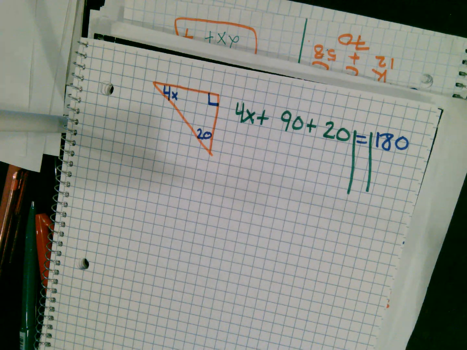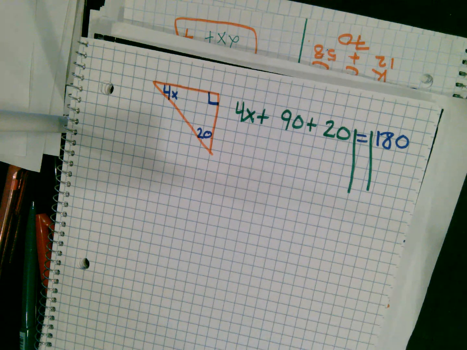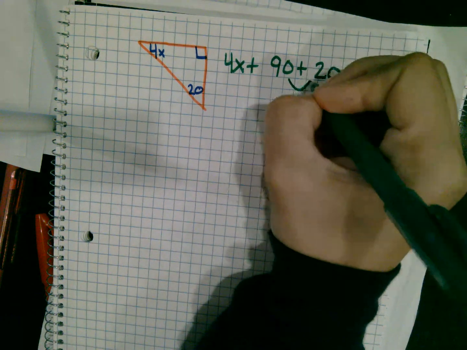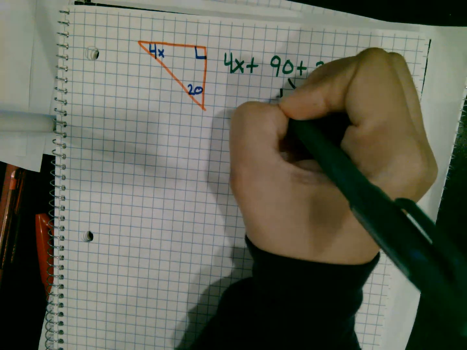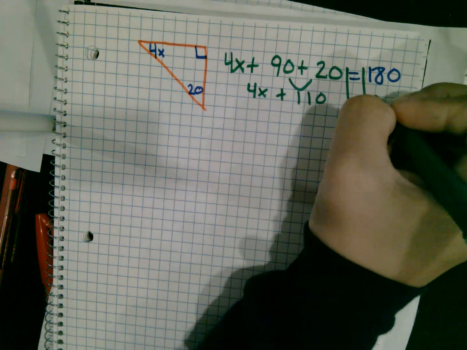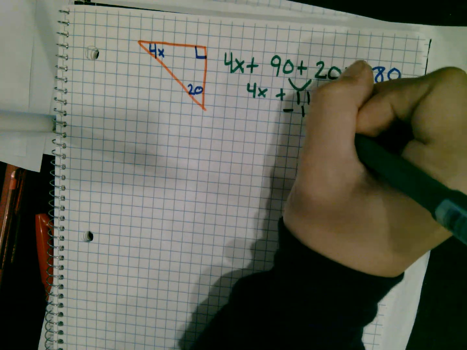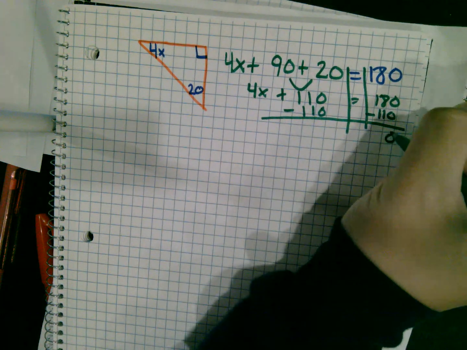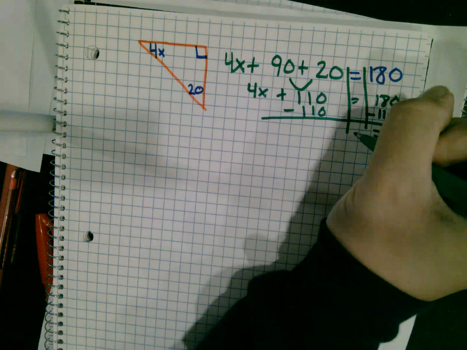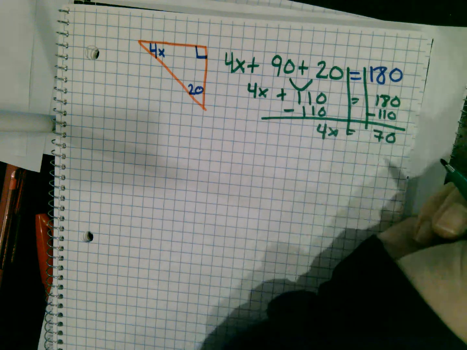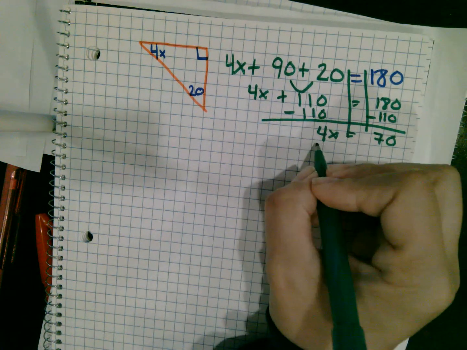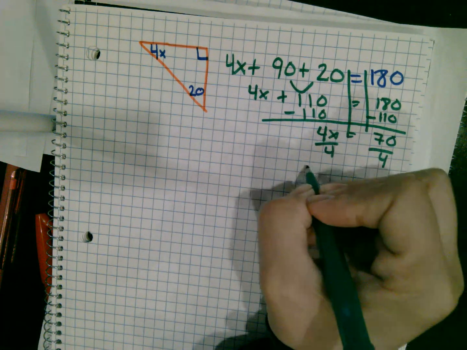Go ahead and start it without me. Take these two and get 111 plus 4x is equal to 180 minus 110, 70, right, is equal to 4x. Whoa, it's all right. No big deal. Divide by 4, divide by 4.